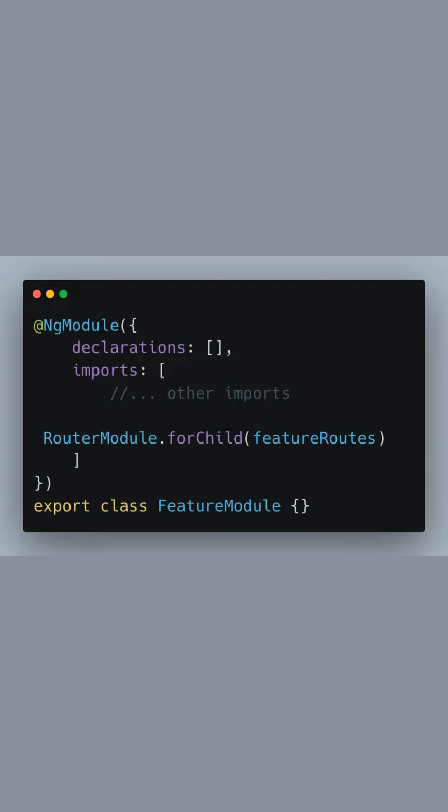The forChild method links the feature module's routes to the main application routes. These child routes are defined in a variable featureRoutes, which we need to create in the same file to encapsulate all of the routes for this particular feature. Let's go ahead and define these child routes.